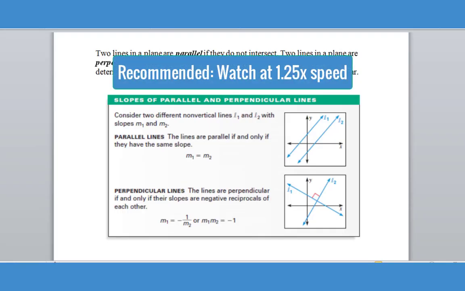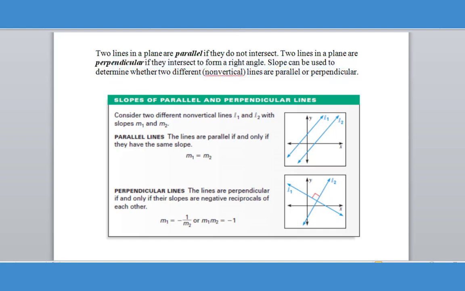Our next lesson in slope will be with parallel and perpendicular lines. Now, you should have a good sense or understanding of parallel and perpendicular lines from your experience in geometry. From an algebra standpoint, what we need to realize is how the slope values relate to each other.